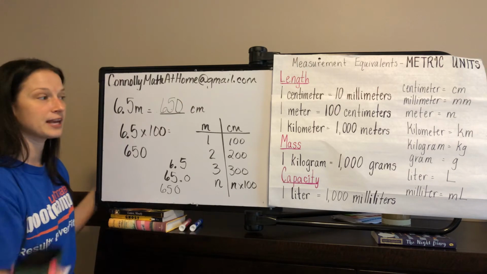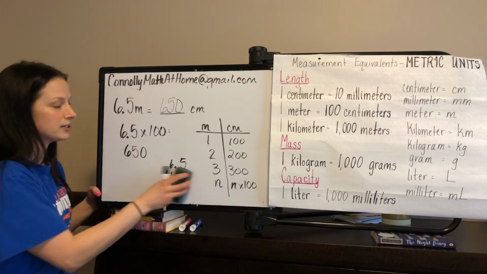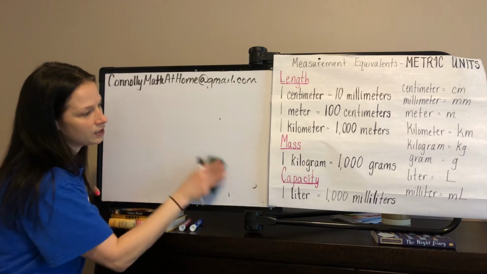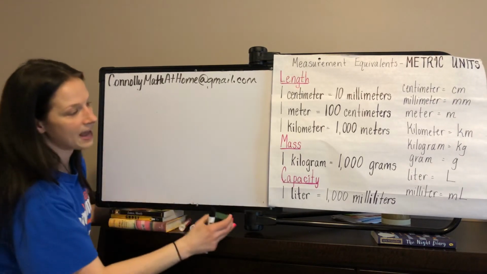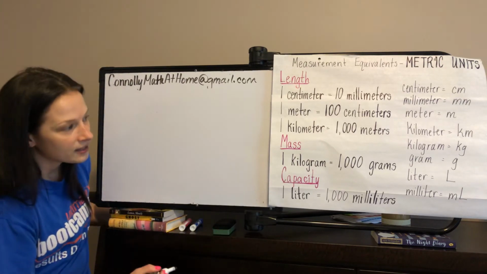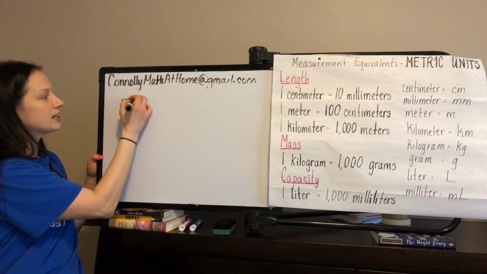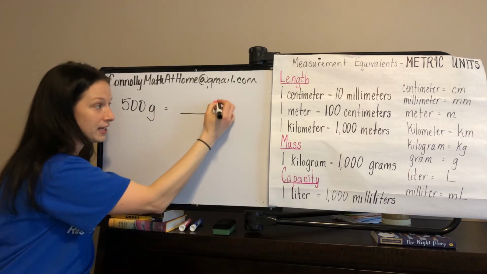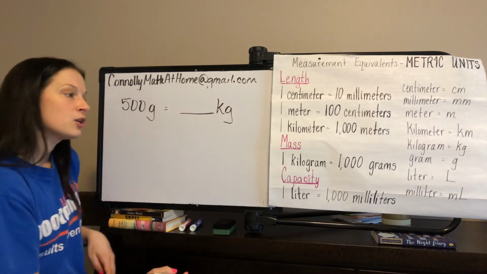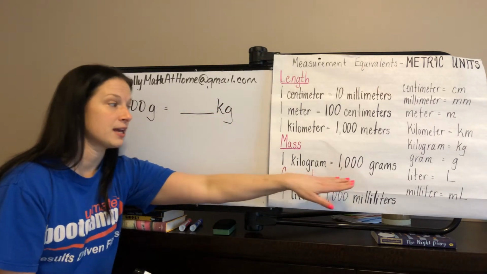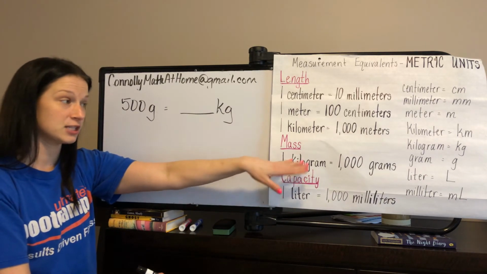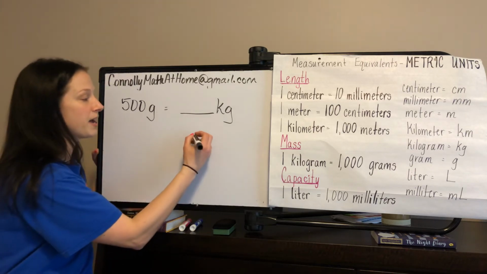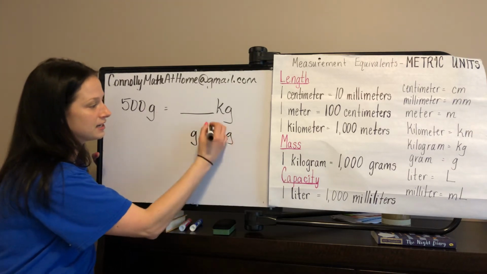Okay, so let's think about some other situations you're going to see when we're using metric units. Let's say I have 500 grams and I want to know how many kilograms that is. So I have 500 grams, how many kilograms is that? Okay, some of you might already be seeing it and that's great, but I want to make sure that we connect everything. So let's talk about grams to kilograms in an input-output table.